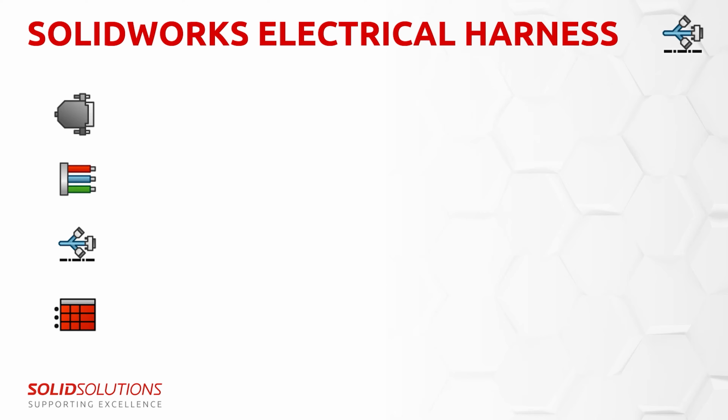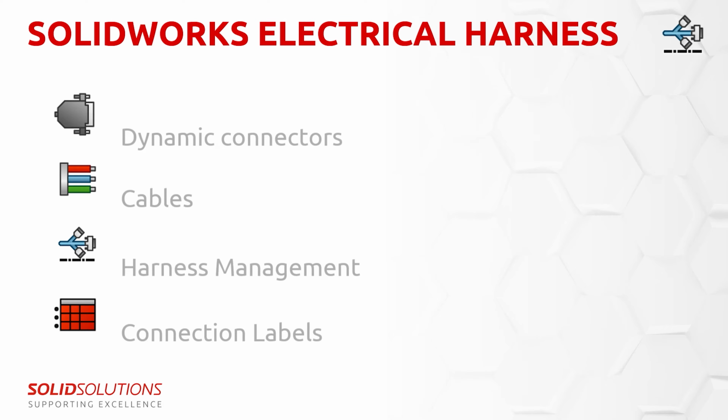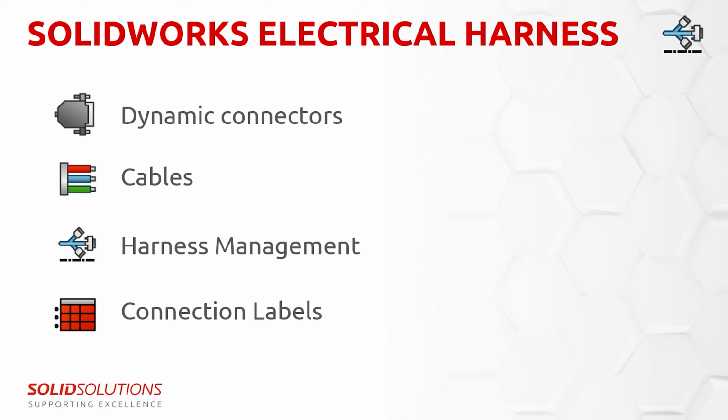Today we will talk about some of the tools that help us to manage the harness intelligence in SOLIDWORKS Electrical Schematic. When we talk about harnessing tools, there are four areas where we would like to focus: dynamic connectors, cables, harness management, and the feature connection labels.